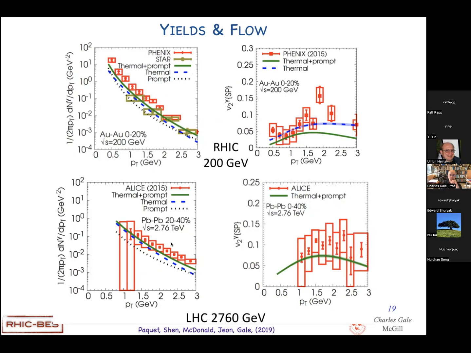And the same is true at the LHC, but the agreement at the LHC is, quote, better, unquote. And well, you see it here, so you can make up your own mind. v2 is shown here, and the v2 at RHIC is shown in green. What is shown in blue is the thermal v2, but the thermal v2 is brought down by the pQCD v2, which is basically 0.